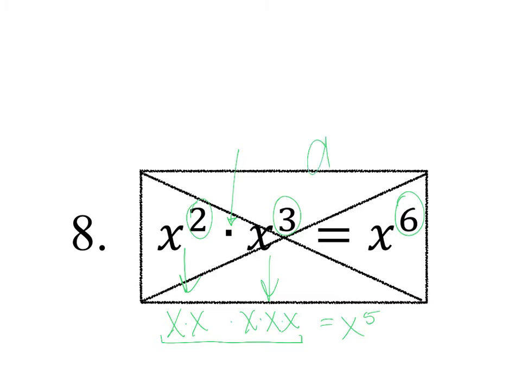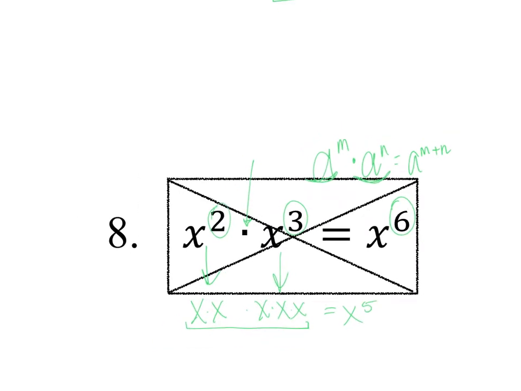So what happens when we're just multiplying is that if you have a to the m times a to the n, then all that this means is you have m a's and n a's, and so altogether you would have m plus n a's. So that would be the exponent rule there.